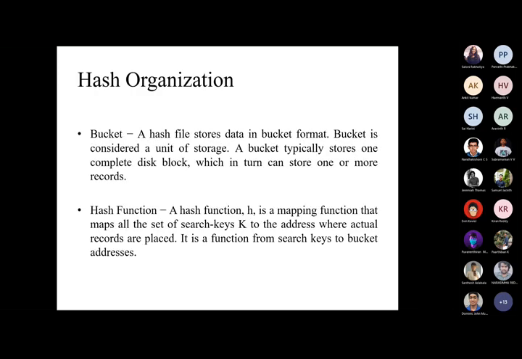So generally, in a hash organization, we have some keywords like bucket, hash function, and so on. Bucket: generally a hash file stores data in a bucket format, right? So the data is stored in a bucket-like format. A bucket is considered a unit of storage. A bucket typically stores one complete disk block, right, which in turn can store more records.